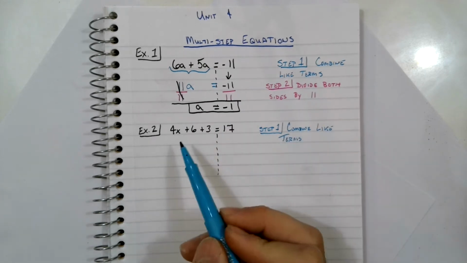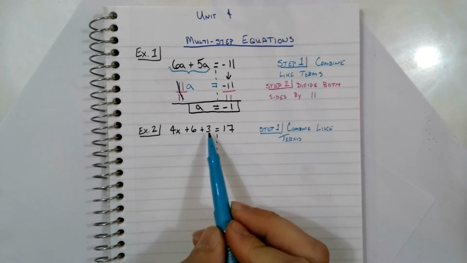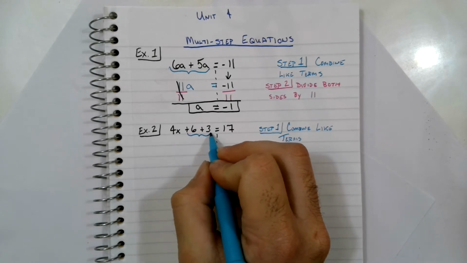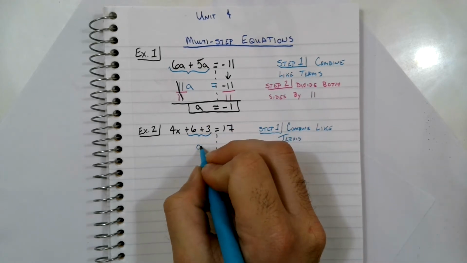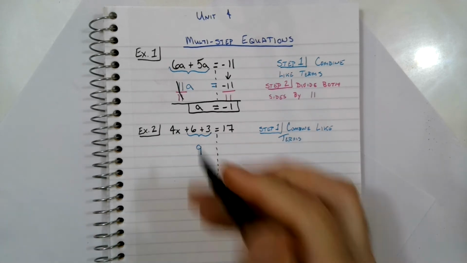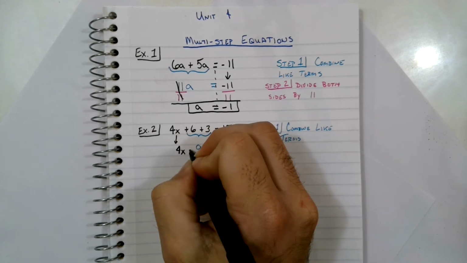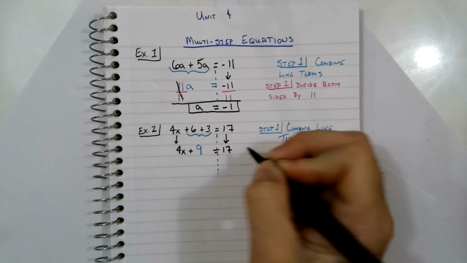So look for my like terms. This has an x. There's no more x's. These two are my constants. So I'm going to combine my constants here. Positive 6 plus positive 3 is going to give me 9. And then I bring down anything that's left. So I have 4x, plus 9, equals, bring down 17.